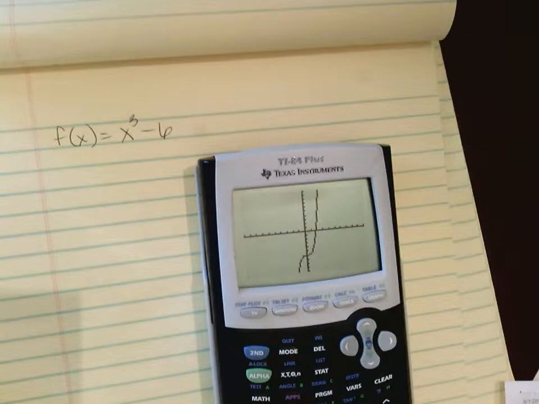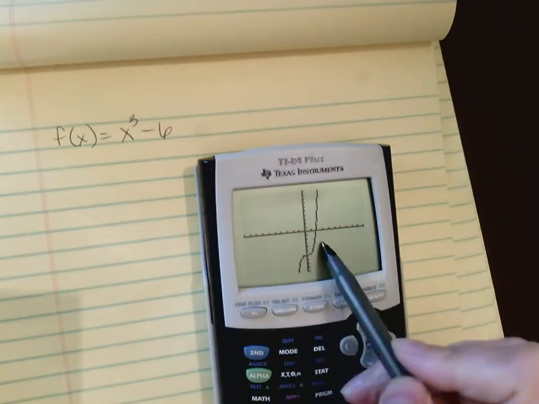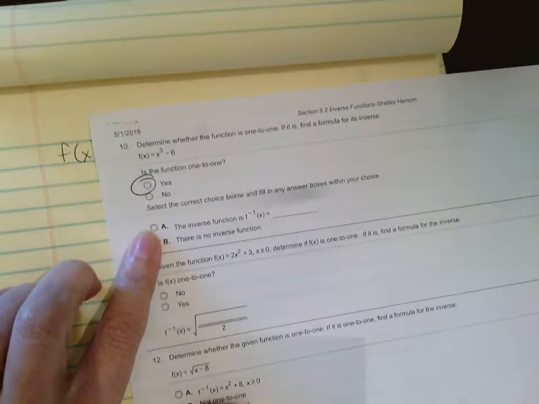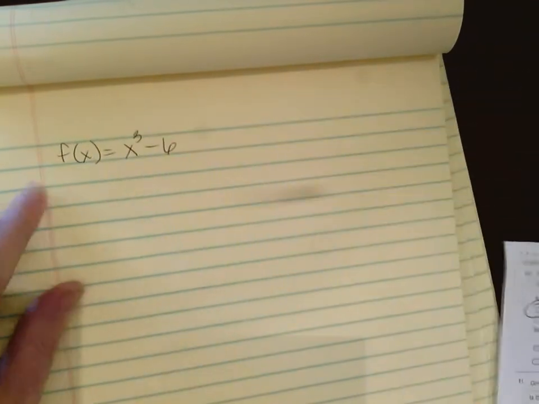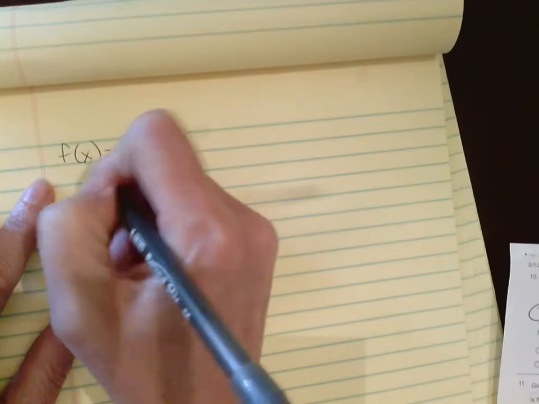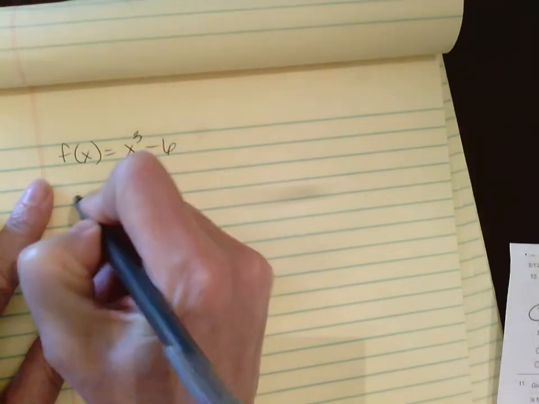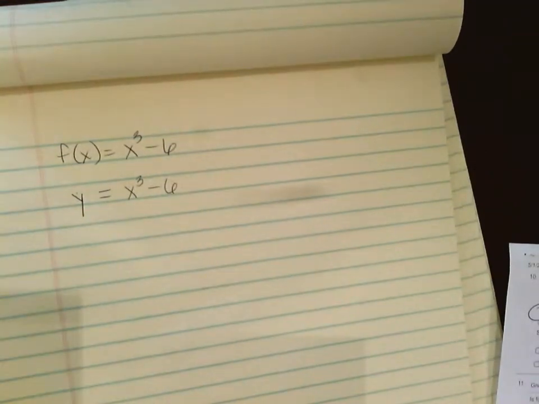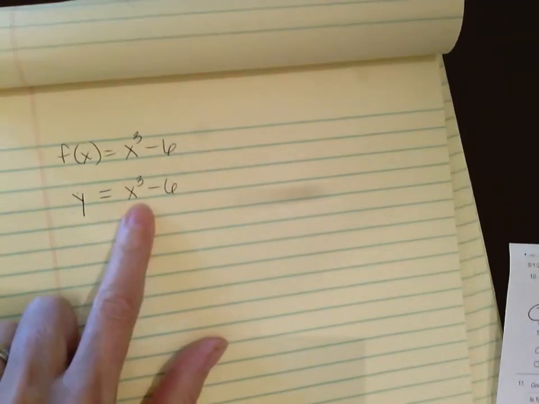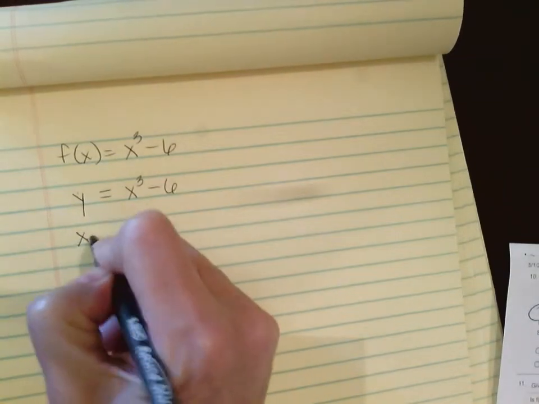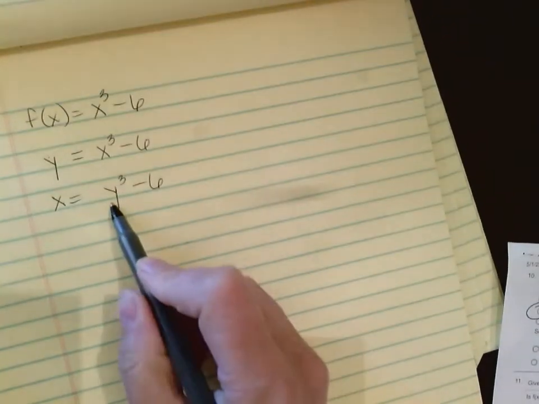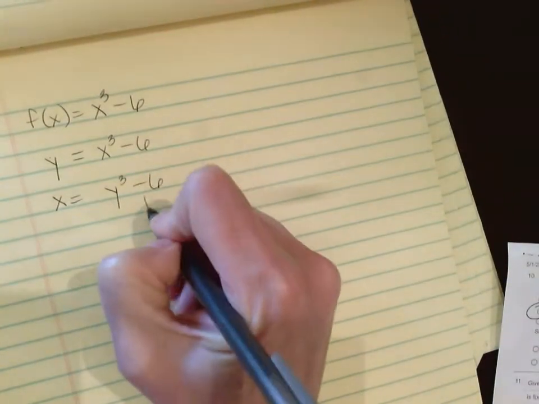So here's my graph of this function. Again, it does pass the horizontal line test, which means, yes, it is one-to-one, which means now I need to find the inverse by, first of all, using the steps. So change the f of x to a y. So y equals x cubed minus 6. Interchange the x and y. So now x equals y cubed minus 6. Solving for y, so first of all, add the 6.